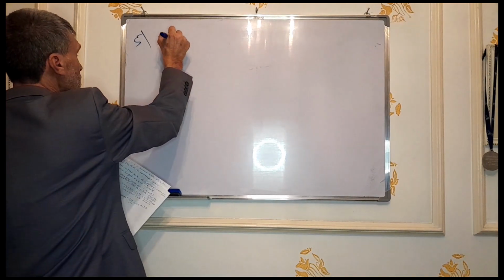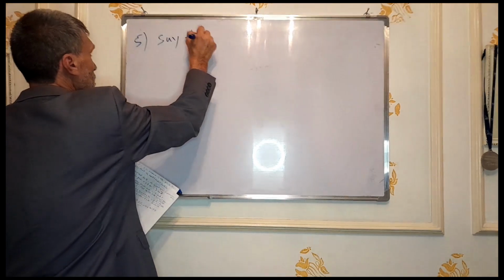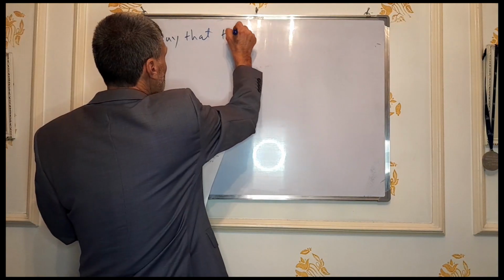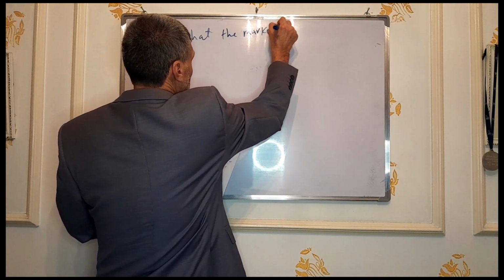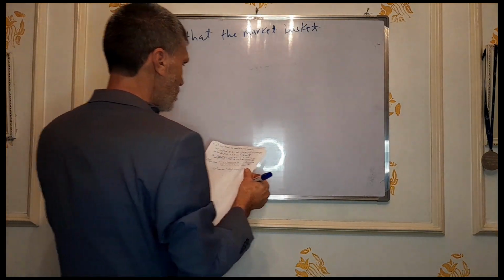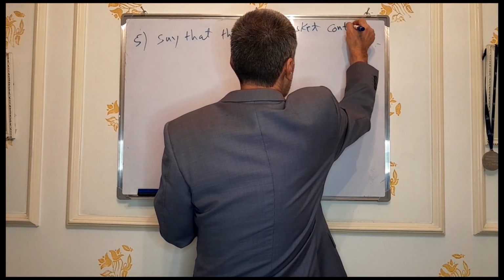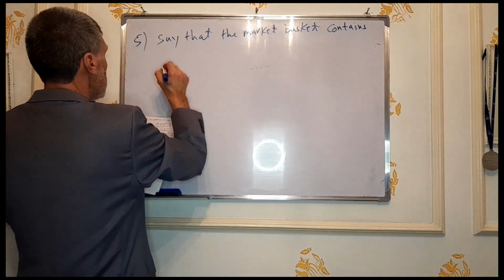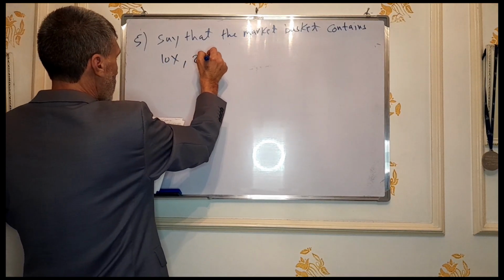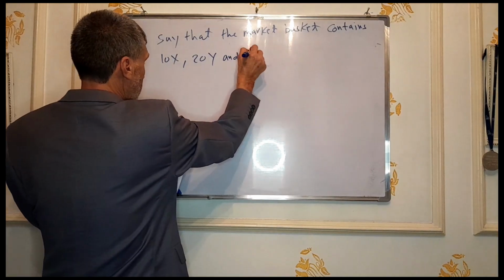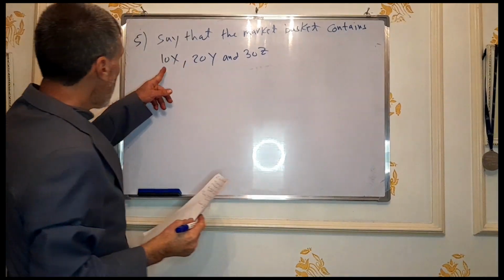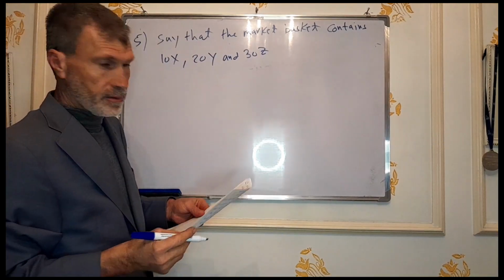Say that the market basket contains 10x, 20y, and 30z. So we have three goods, x, y, and z. And 10, 20, and 30 are the weights.